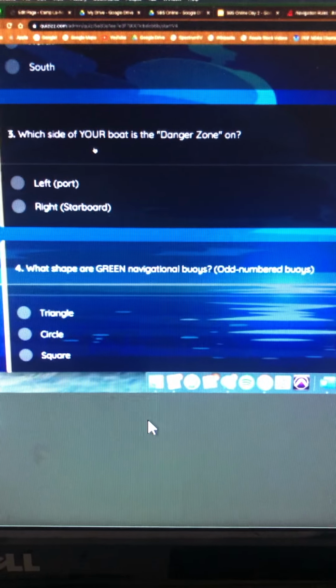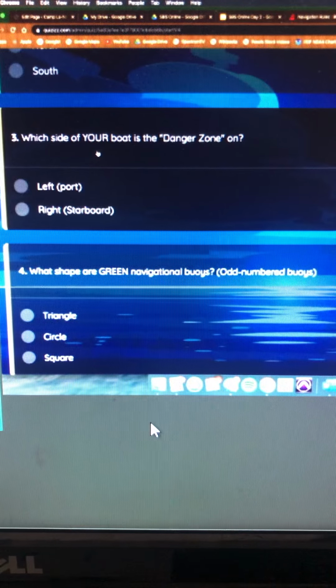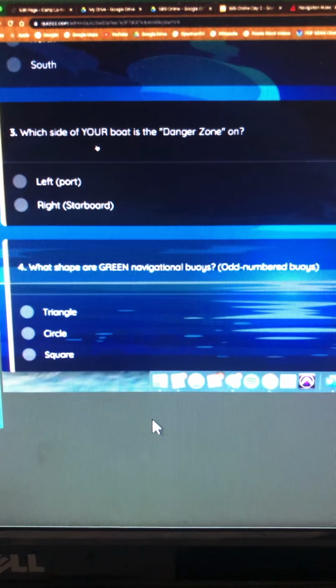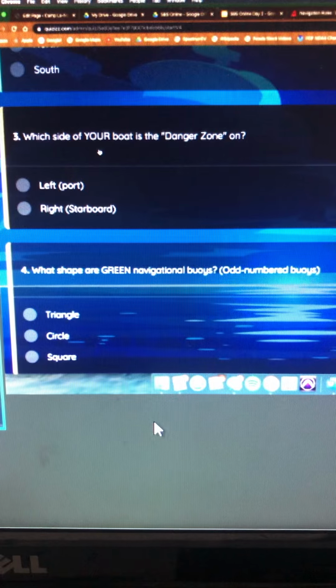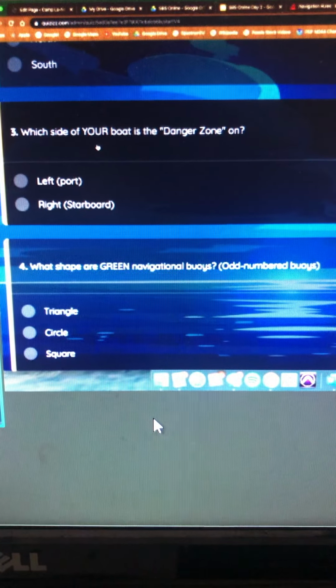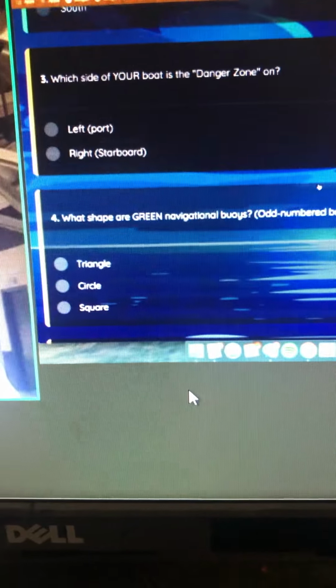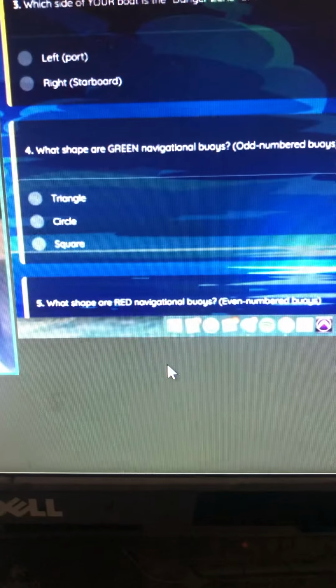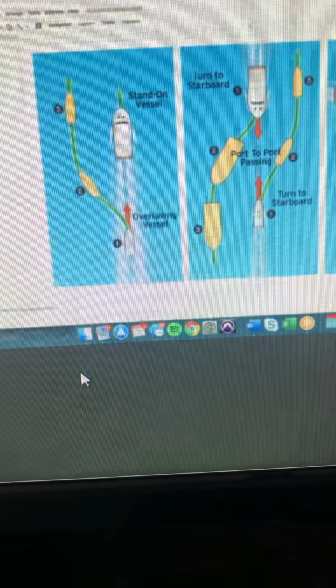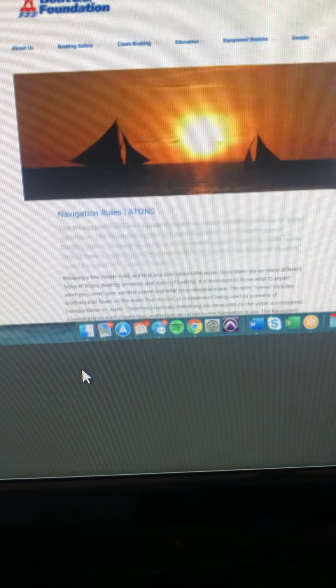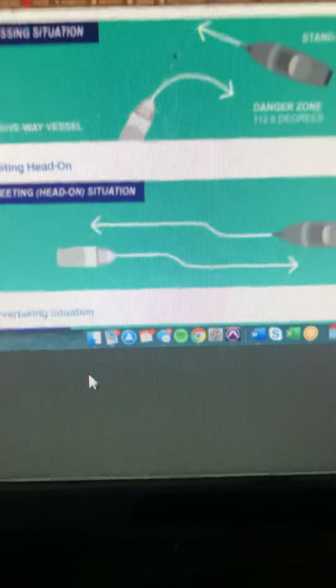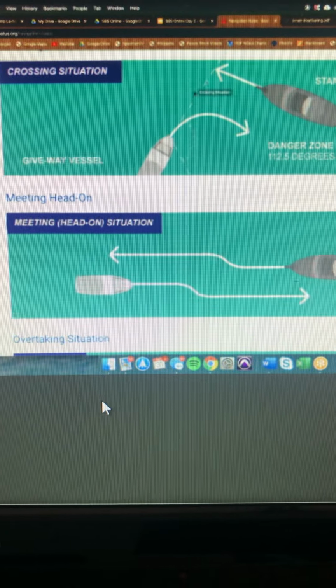Number 3, which side of your boat is the danger zone on? Is it on the left side or the port side, or the right side, starboard side? Just like I had you do, where you put your left arm right out in front of you, and then your right arm out to your side and back a little bit, that would put the danger zone on the starboard, or the right side of your boat. So that's your danger zone. There's your danger zone right there on the starboard or the right side of the give way vessel.